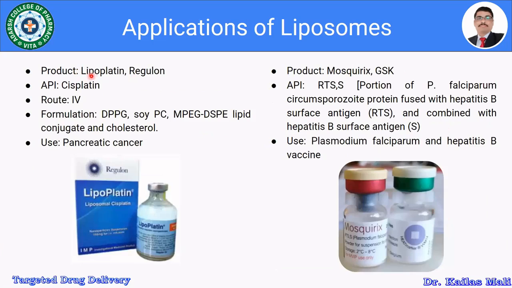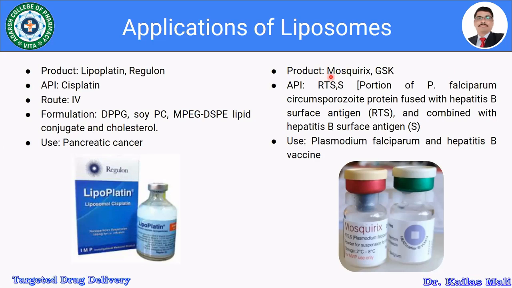Then Lipoplatin, which is developed by Regulon. It contains the drug cisplatin. It is given by the intravenous route. The formulation contains DPPG, SOPC, MPEG-DSPE lipid conjugate, and cholesterol, and it is used for pancreatic cancer. So this is the product Lipoplatin, which is developed by Regulon.